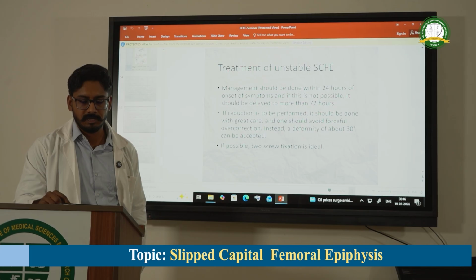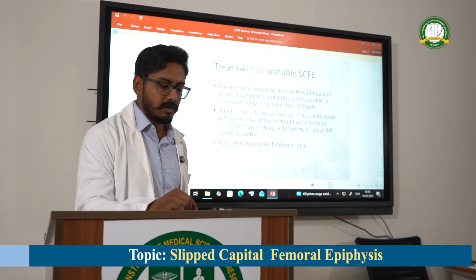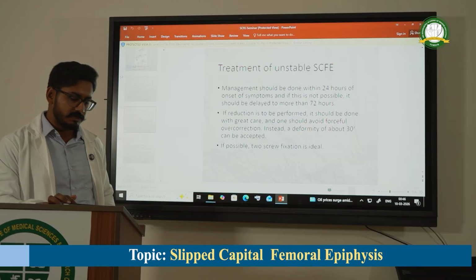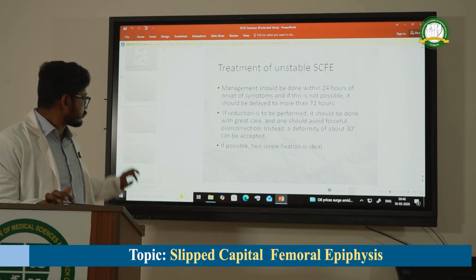If reduction is to be performed, it should be done with great care, and one should avoid forceful overcorrection. It will cause the AVN of hip. Instead, a deformity of 30 degrees is also acceptable. If possible, we can fix it with two screws.